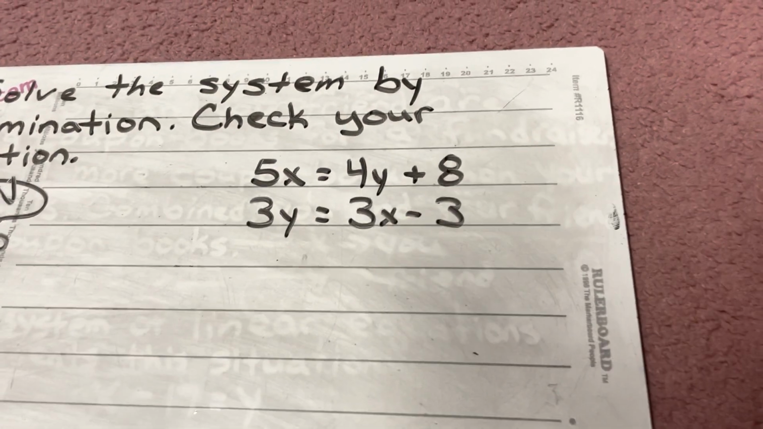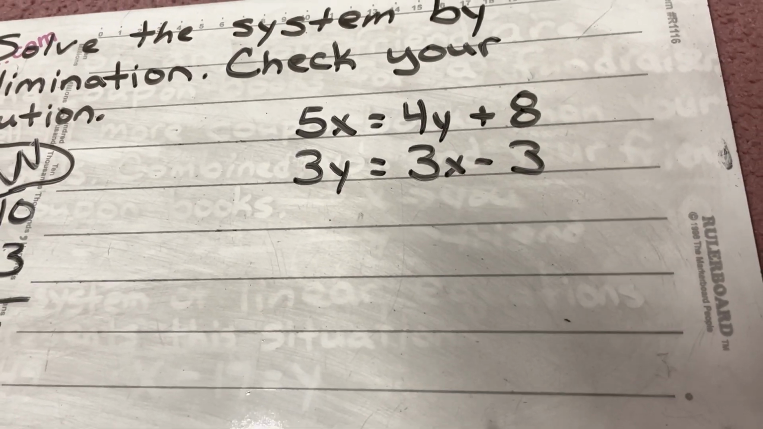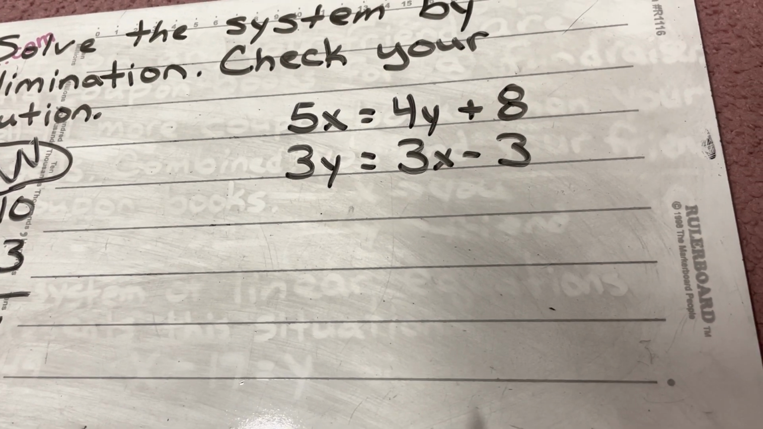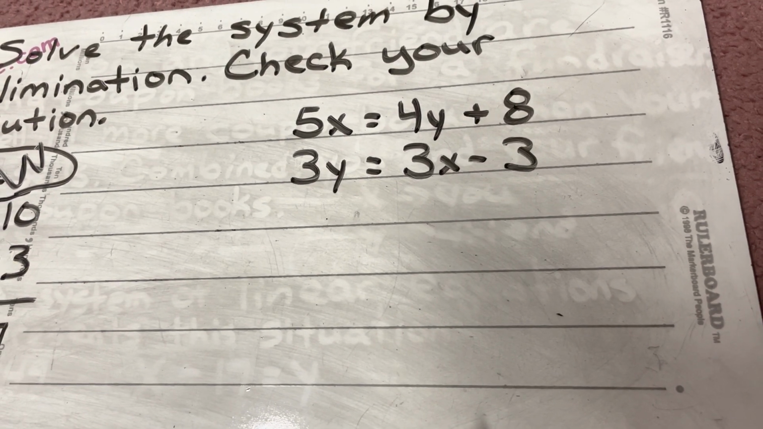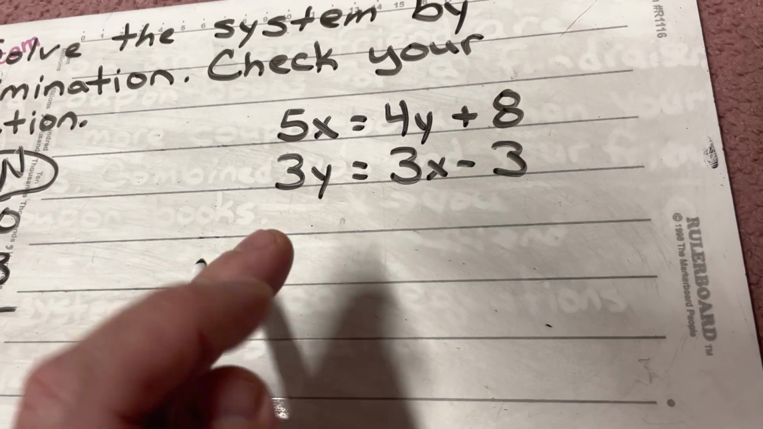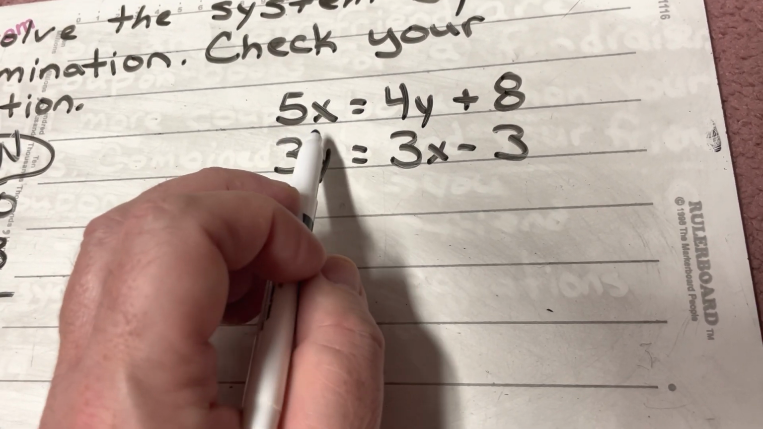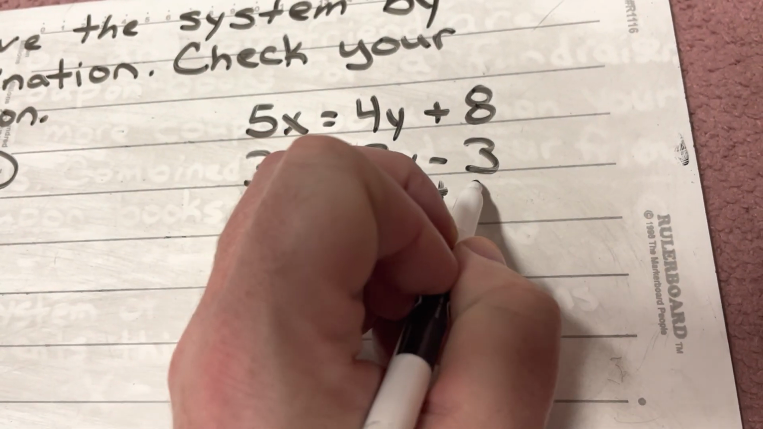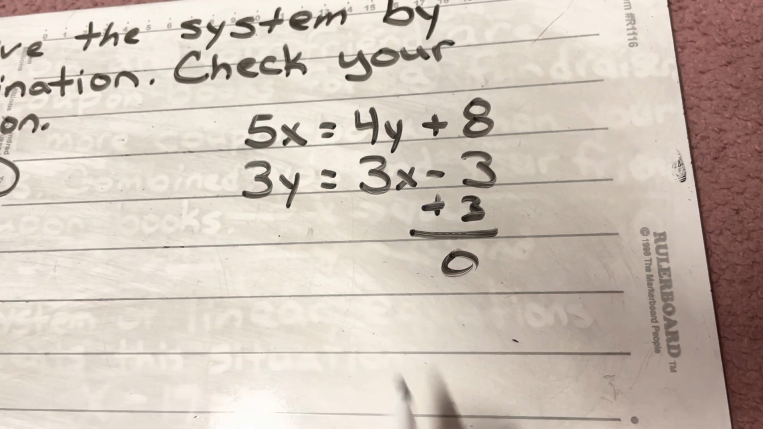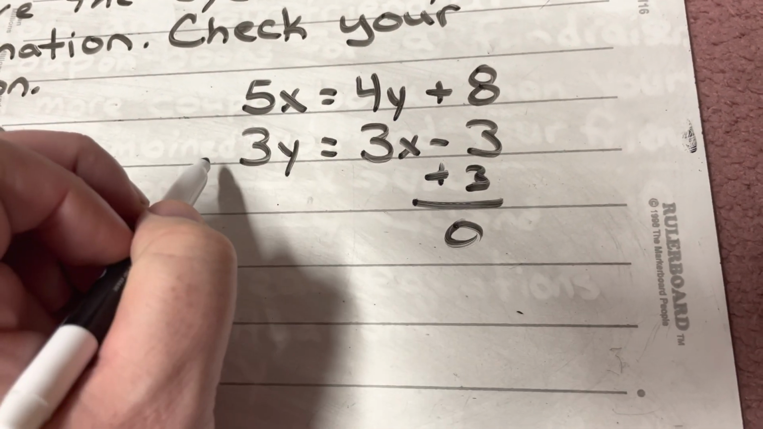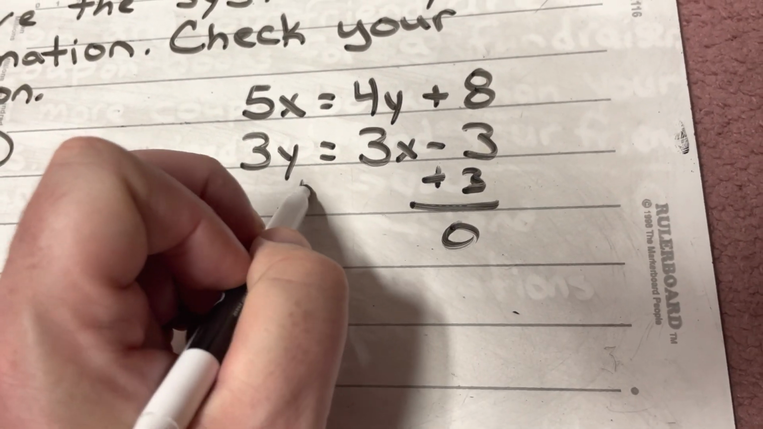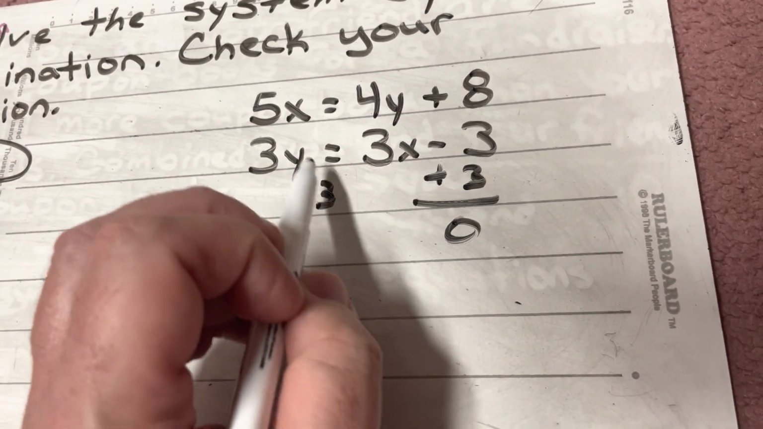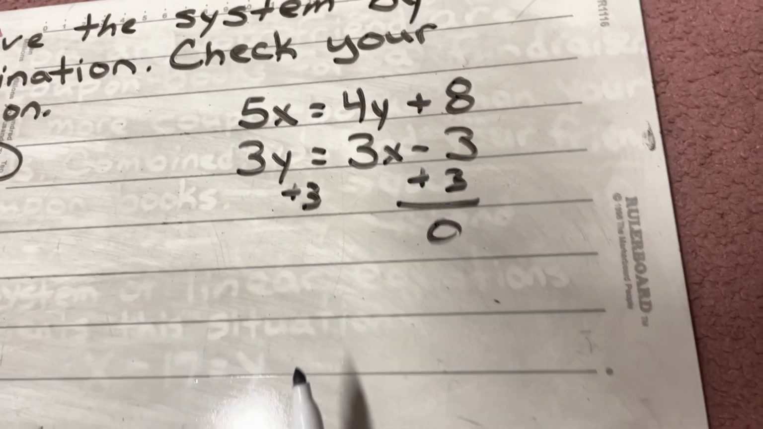All right, let's look at our second example for today. 5x equals 4y plus 8, 3y equals 3x minus 3. Well, first of all, they're not lined up, so I need to get them lined up. We already have x isolated here, so I'm going to go ahead and add 3 to both sides. That's going to make 0. And then over here, this is going to be 3y plus 3, because there are no like terms there, so it's like nothing plus 3.